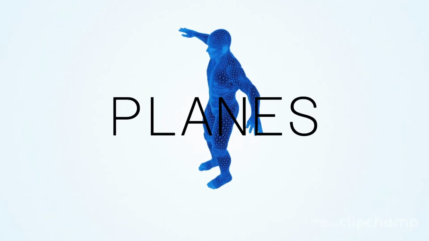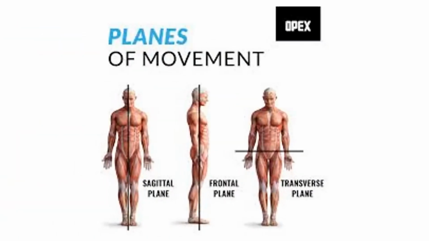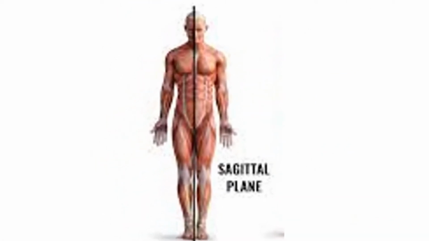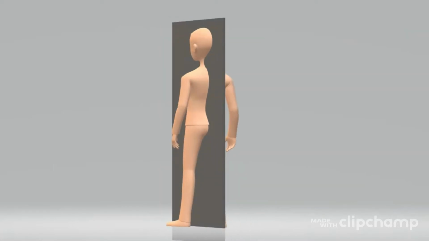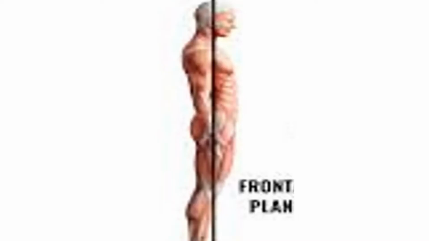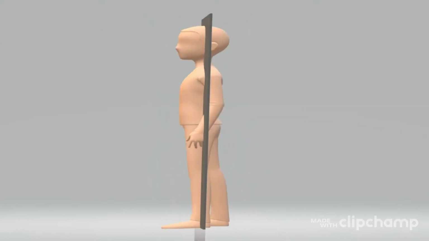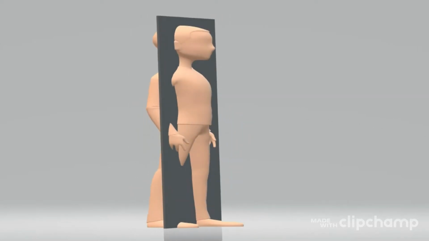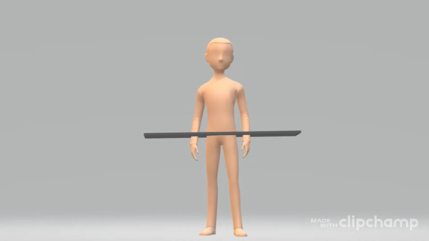Planes are the 2D surfaces that cut our 3D body into different sections. In an anatomical position, our body is described using coordinate axes. The sagittal plane runs along the x-axis and cuts the body into left and right. The coronal plane runs along the y-axis from back to front and divides our body into anterior and posterior. And similarly, along the z-axis from top to bottom runs the transverse plane.